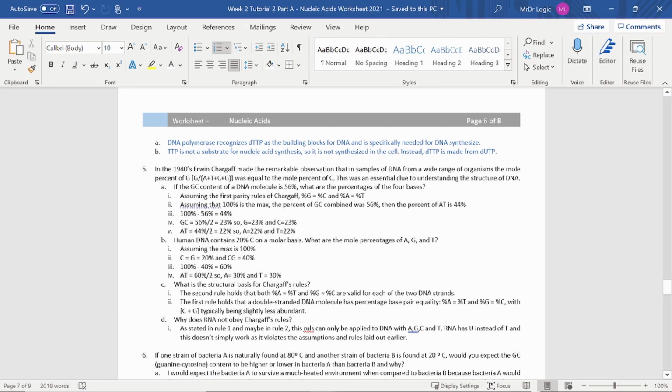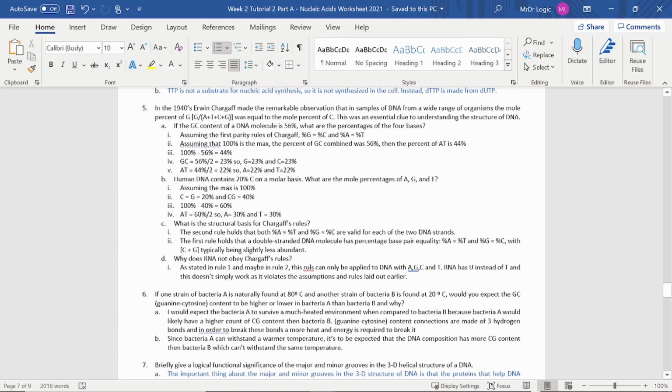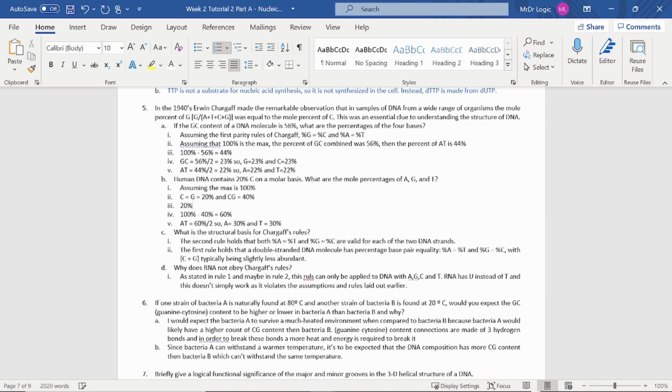Okay, the DNA is 20%. So basically just the equal CG, 20% plus 20% equals 40%. I love doing it like this because I understand what I'm doing. Okay, so 100% minus 40% is 60% for CG. No, it's actually for AT? Yeah, it's for AT because we already know what C is.